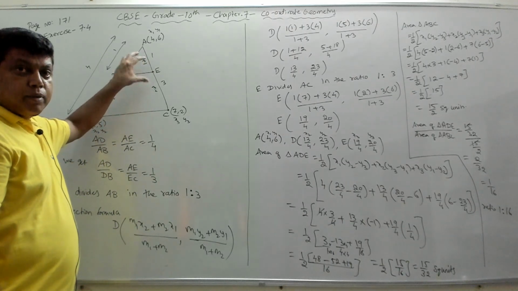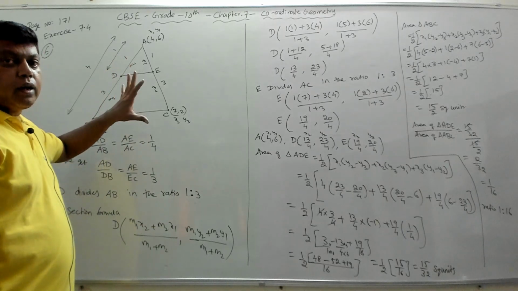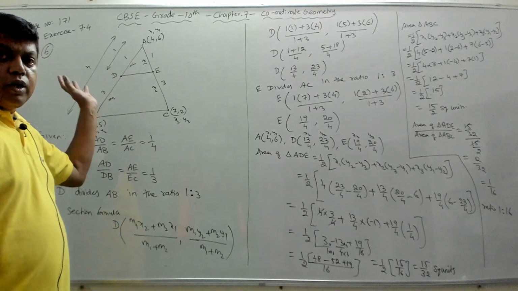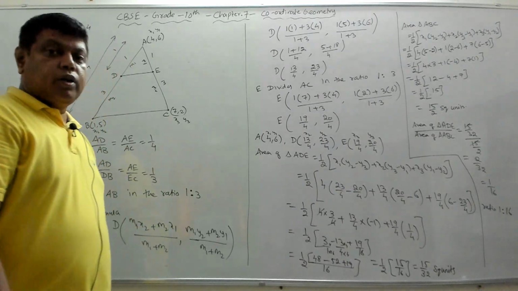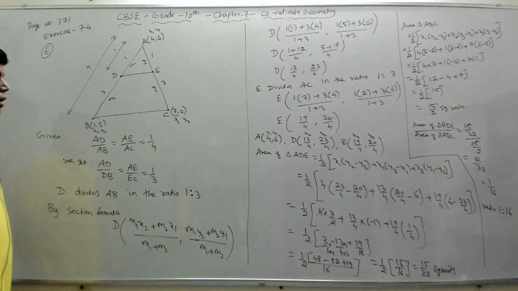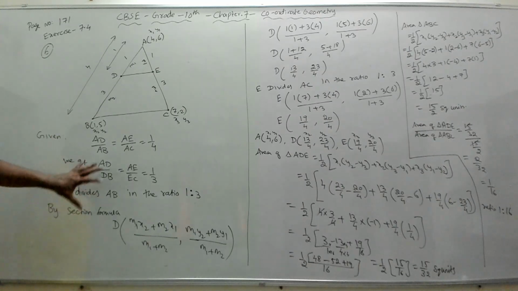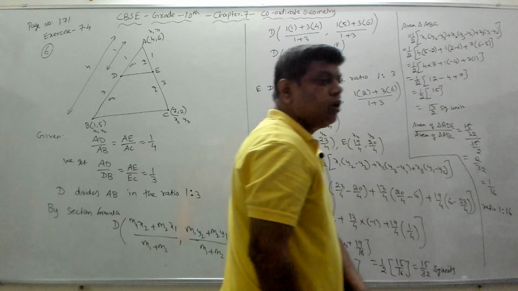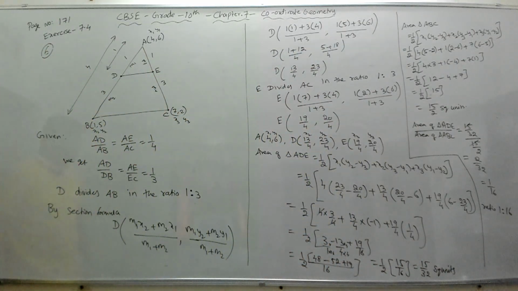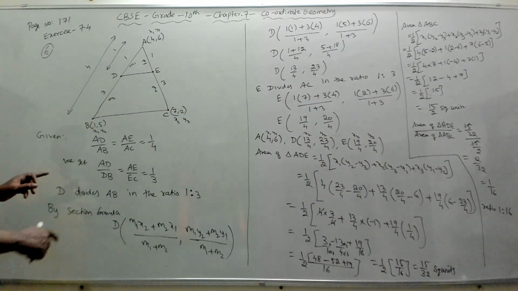The full triangle ABC and the small triangle ADC are similar. When two triangles are similar, the ratio of their areas will be equal to the square of the ratio of their corresponding sides. So here we need to find the area of the triangle ADE and triangle ABC and then compare the ratio. The ratio is 1 to 16, right? So that will be basically equal to the square of this.